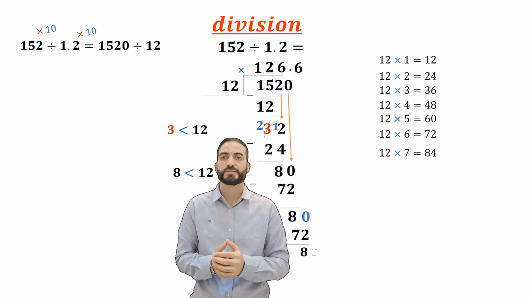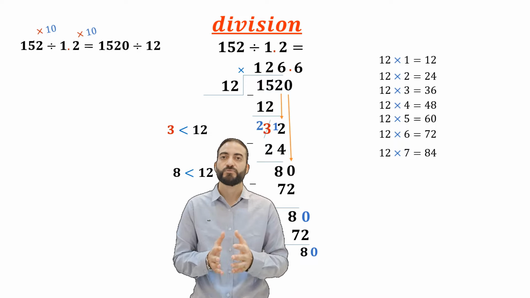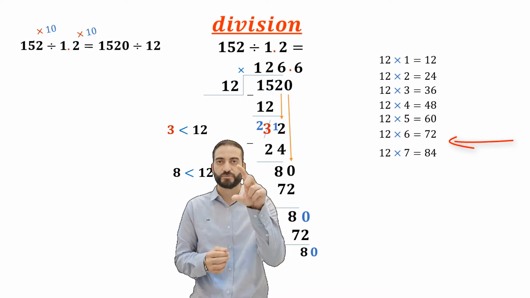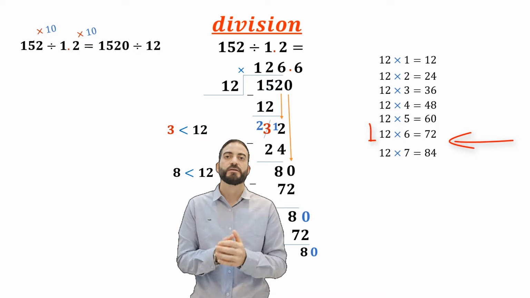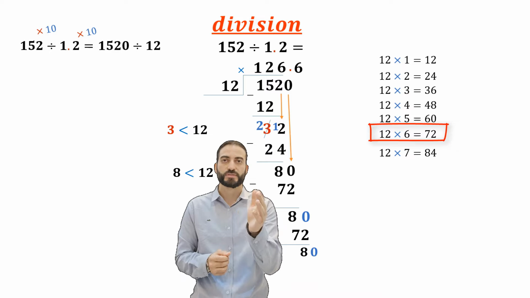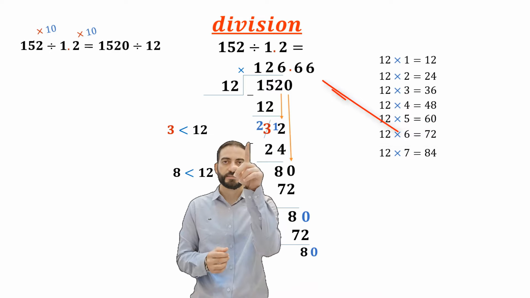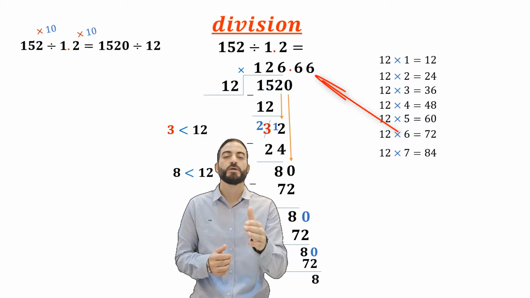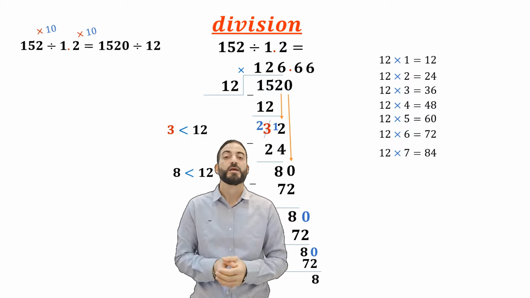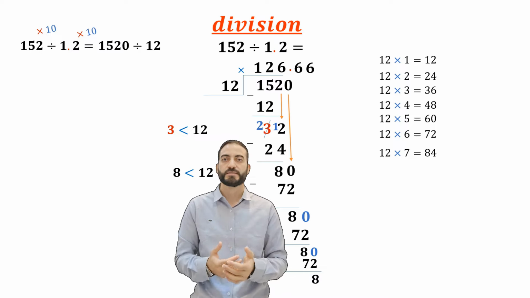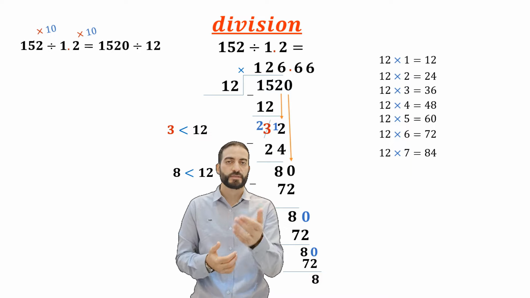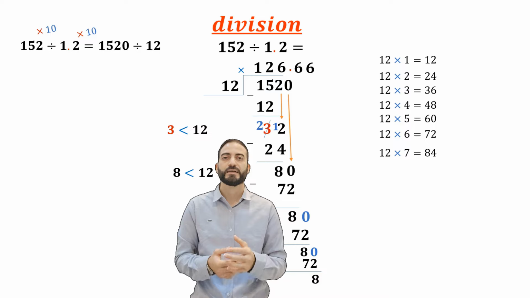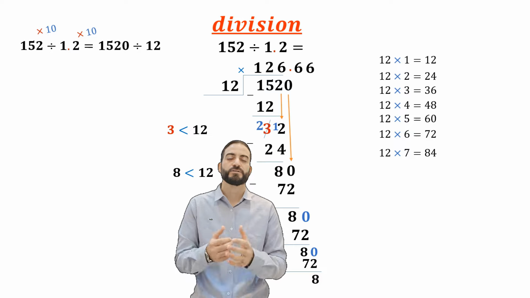Again, we can put 0 here next to 8. So we get 80, and we find that 80 is between 72 and 84. So we take the smaller one, which is 12 times 6 equals 72, and we put this 6 here. 6 times 12 equals 72. We do a subtraction and we get 8. Also, we can complete the process several times. That is, we put 0 next to 8 and we can stop the process when we get about 3 numbers or more after the point, depending on the question.